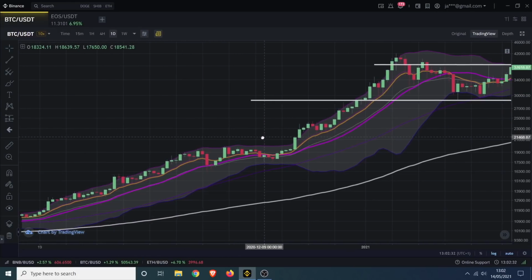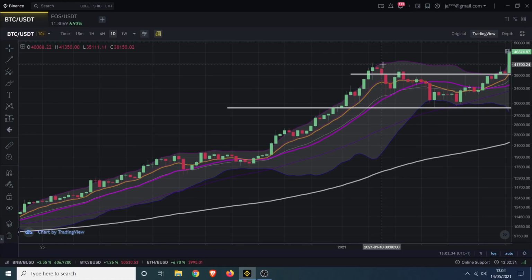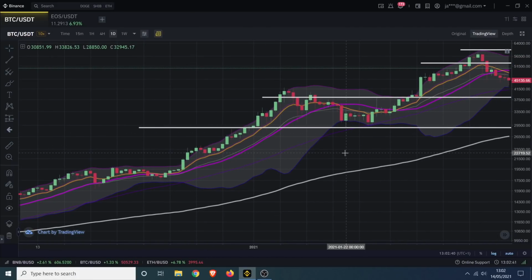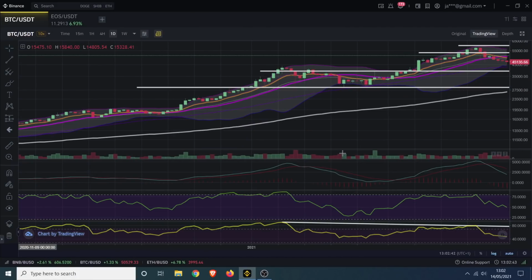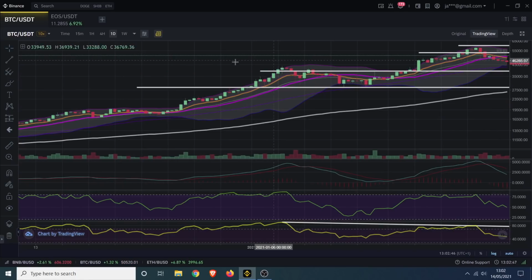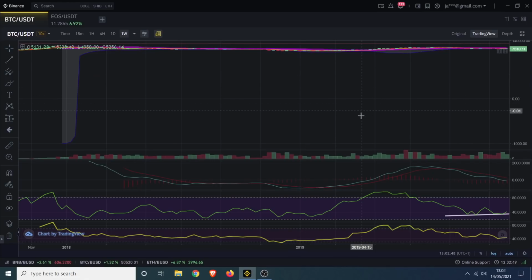Then suddenly we go on for another rally, a big rally that basically doubles the value of Bitcoin, and then a nice consolidation after then. That was driven by the fact that it was pretty high on this money flow index read. It was definitely higher. If we look at it on the weekly, it was a lot higher.